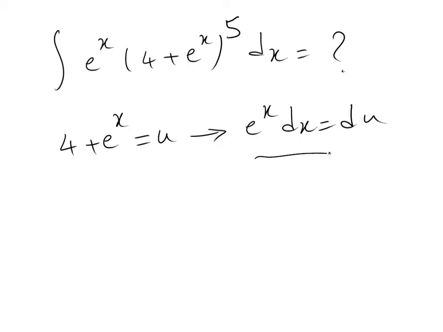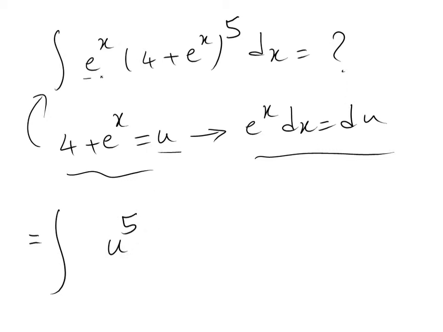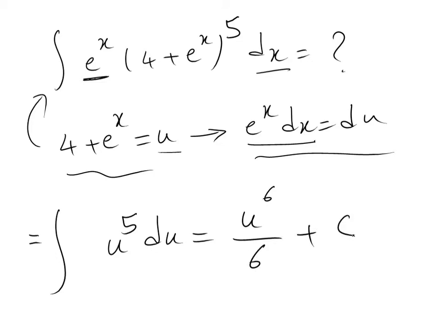Okay, so now if you substitute these two expressions into this integral, you will get the integral of, instead of 4 plus e^x, I just write u^5 times, instead of e^x times dx, that is e^x times dx, I simply write du. Okay, and this integral will be equal to u to the power of 5 plus 1, that is 6, divided by 5 plus 1, that is 6, plus c, which is the constant of the integral.